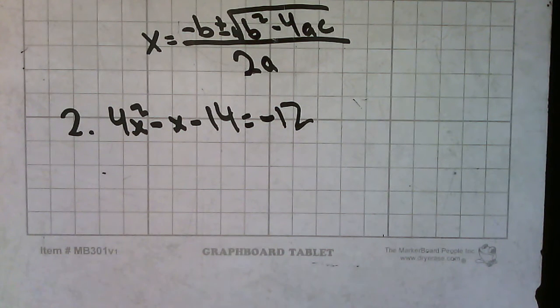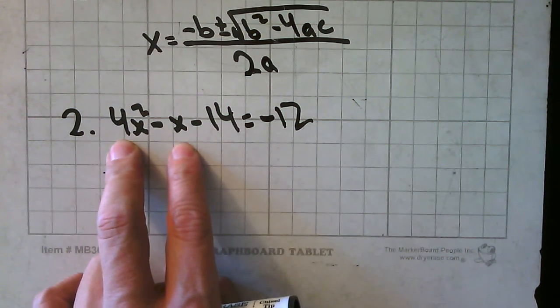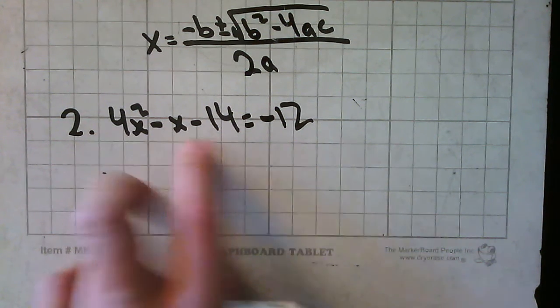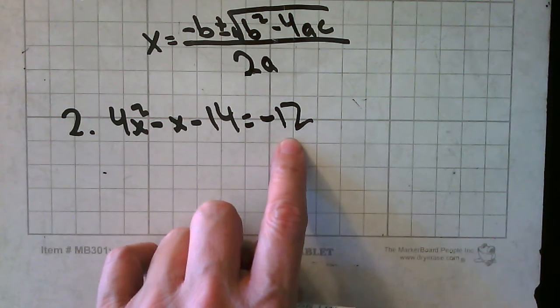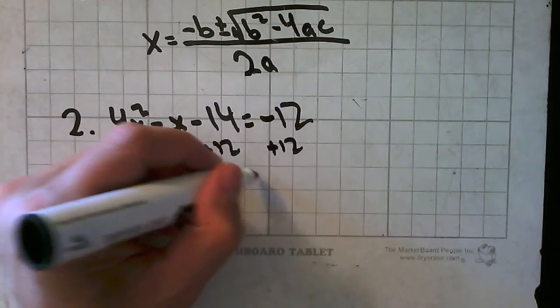Okay, here's the second type of problem we're going to do in today's homework. Okay, so again, we have x squared and x on the same side. First thing we have to do, we have to make one side 0. So this is the main difference. We don't have 0 here, so we have to make it 0. We're going to add 12 to both sides.